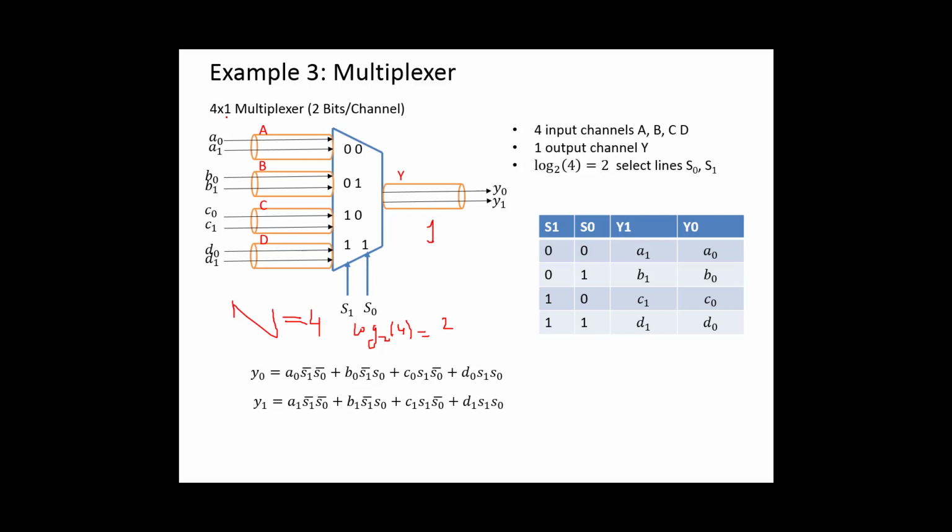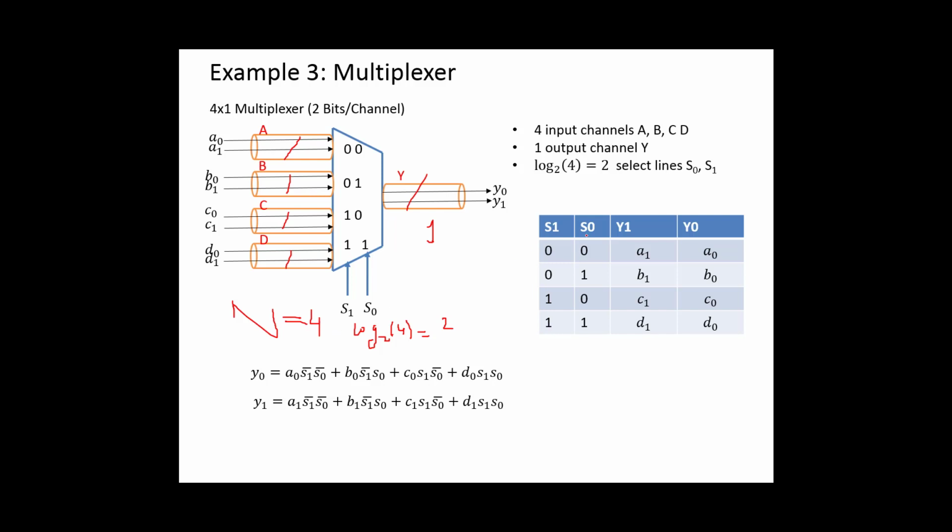So if we have a 4 cross 1 multiplexer with 2 bits per channel, then all the channels must have 2 bit lines, including the input channels and the output channel. Now let us derive the Boolean expression for this multiplexer configuration.